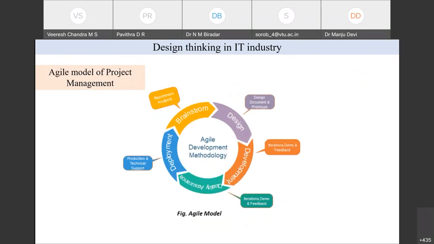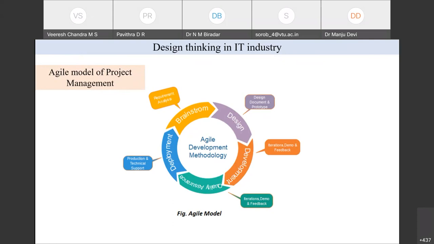As I've already told you, this is the agile model of project management, wherein design comes into the picture first, where the design documents are stored or kept on some server or anything like that, and the documents with respect to prototypes, or the development of prototypes, are done here in the design stage. Development of the software is done by iterations, giving a demo in front of the teams, team lead or whoever the concerned people are, and the feedback is obtained.